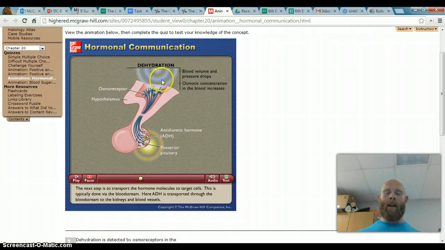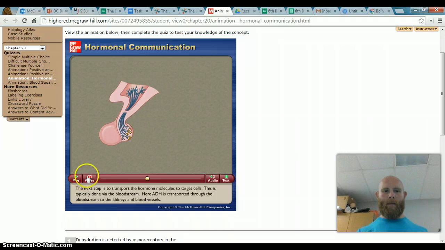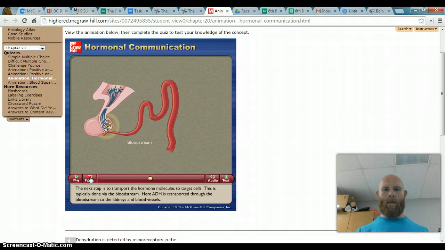Well, if your water levels get too low, these receptors in your hypothalamus called osmoreceptors receive the signal, send a command to the pituitary, and it's going to cause them to release a hormone, a chemical messenger called antidiuretic hormone, or ADH. The next step is to transport the hormone molecules to target cells. This is typically done via the bloodstream. Here, ADH is transported through the bloodstream.